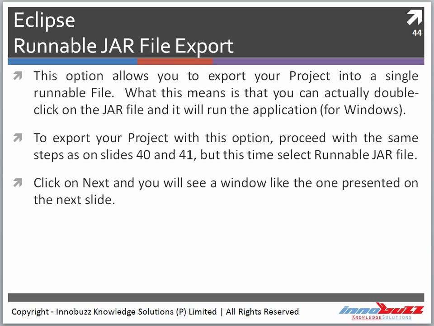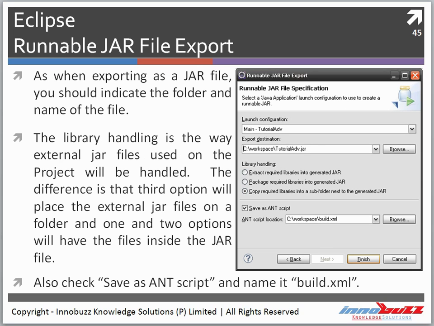Here, you have to choose the launch configuration to be used. This is the Java class that has a main method and it will be executed by default. On a general project, it should be only one. In order to have options on this drop-down, you have to run the Java class at least once. Then, choose the folder and name of the jar file.